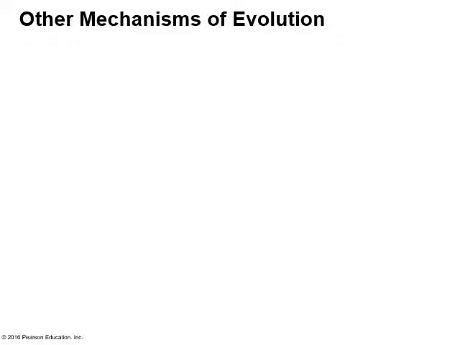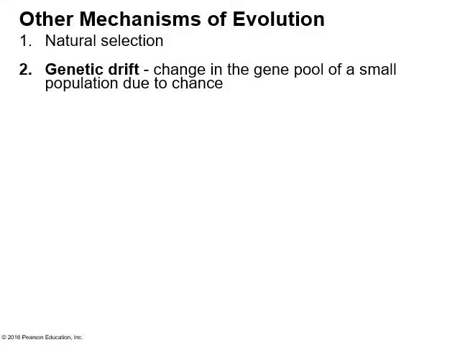Okay, I want to talk about two other mechanisms that can cause things to change. We've talked about how natural selection can cause a population to change over time, but there are a couple of other mechanisms that can also cause a population to evolve. So we have natural selection, but then there's also something known as genetic drift, which can cause a change in the genes in a population just due to random chance. It has nothing to do with good traits and bad traits. It's completely due to random chance.